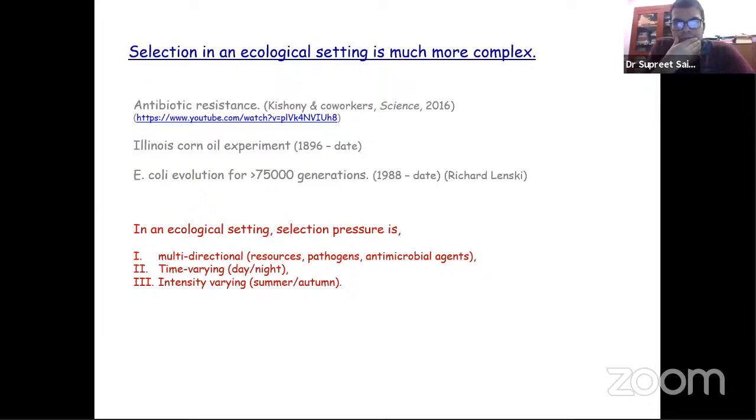We do that for a reason because we don't understand evolution well enough to be able to generalize, to be able to understand it in an environment which mimics what is perhaps out there in ecology. So compare and contrast the environment in which Lenski's E.